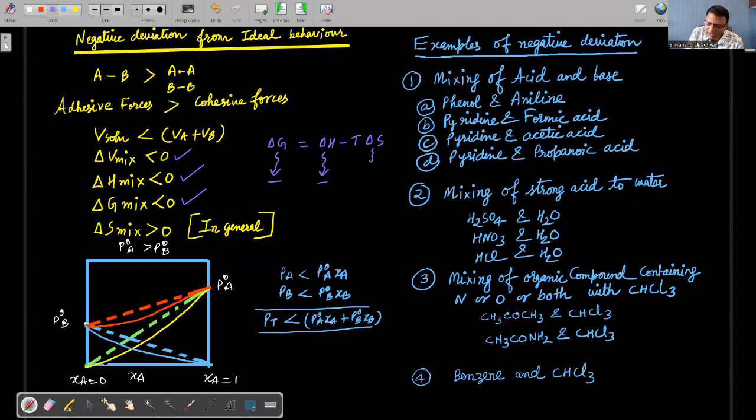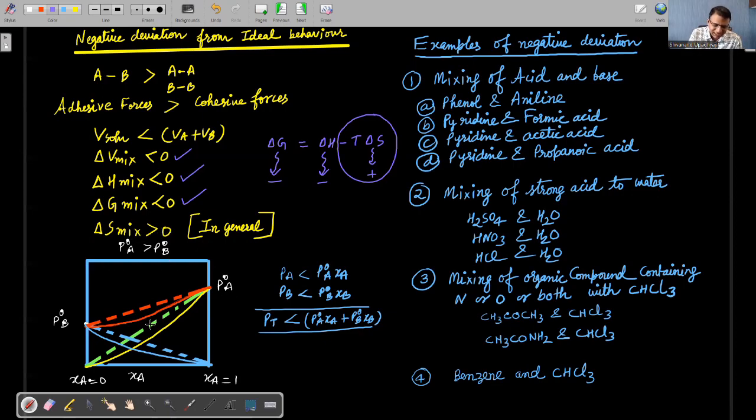What about delta S mixing? For most of the solutions, not for all solutions, but for most, if they are asking in mains, definitely this will be the answer. For most of the solutions, entropy change on mixing in case of negative deviation is positive. There are a few exceptions we are not going to discuss here, but if they are asking, you can say that delta S mixing in case of negative deviation is also positive.